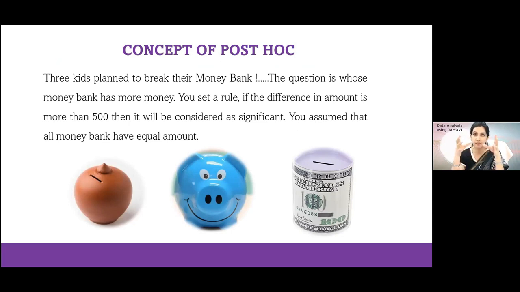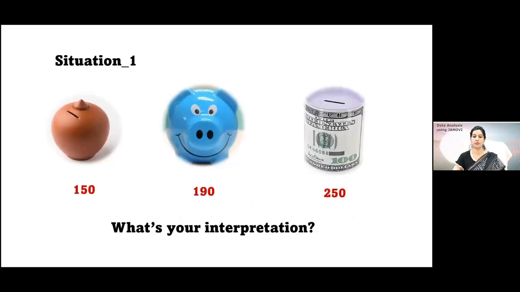So there are 3 money banks and 3 kids, they have planned to break their money bank. And in this, they have set one rule. They have said that if the difference of the amount between the 2 money banks is more than 500 rupees, then it will be considered significant. So we assume that all money banks have equal amount. So now, what is our interpretation? In the first case, you have got 150 rupees in first, 190 rupees in second, and 250 rupees in third.